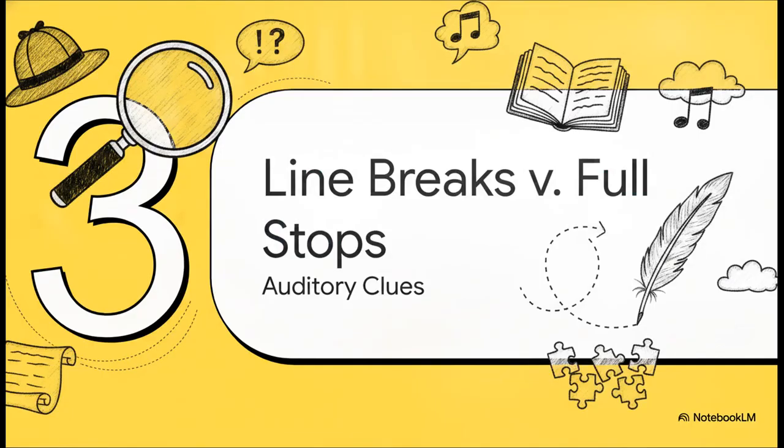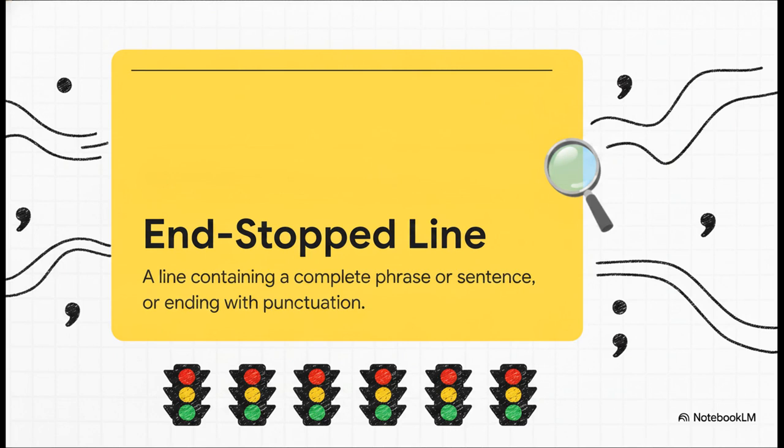Which brings us perfectly to Section 3, line breaks versus full stops, auditory clues. So if we aren't pausing at the end of the line, how on earth do we know when to take a breath? Well, we need to act as poetry detectives and look for the clues the poet left us on the page to know exactly when to pause. And our very first clue is the end-stopped line.